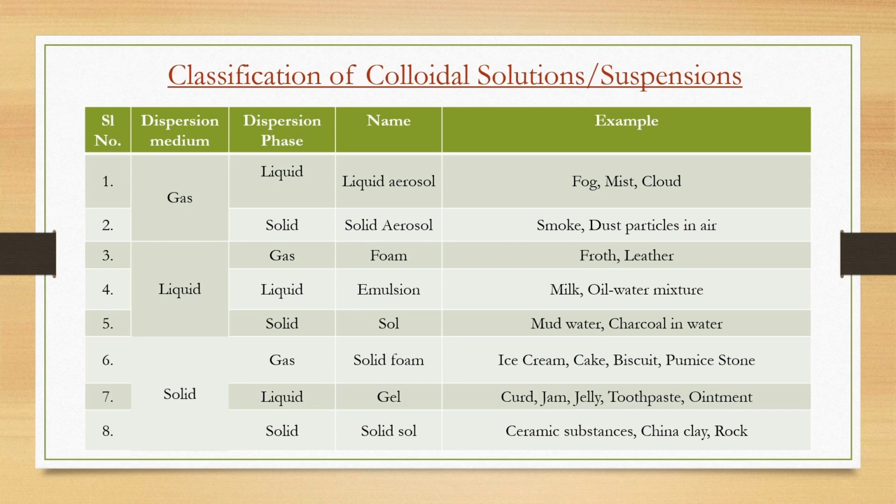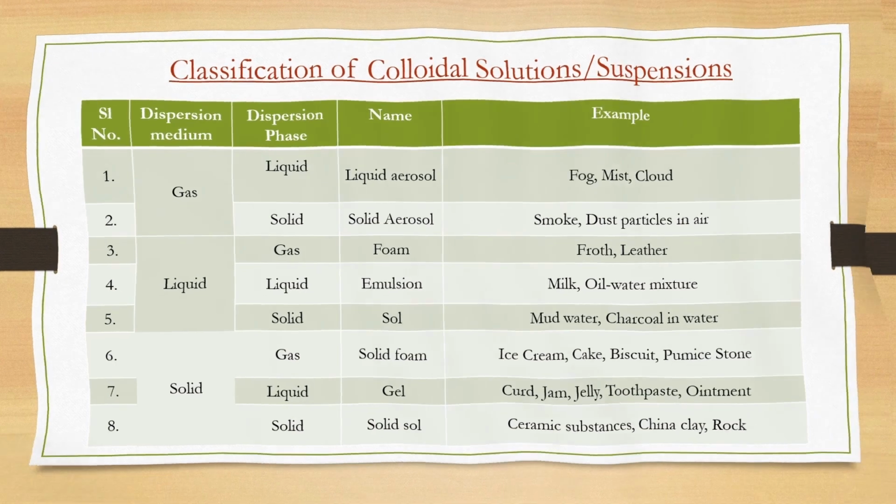Now when gas dispersed in solid, it forms solid foam. Examples are ice cream, cake, biscuit, etc. When liquid dispersed in solid, it forms gel like curd, jam, jelly, etc. And finally, when solid dispersed in solid, it forms solid sol. The examples are ceramic substances, china clay, rock, etc.